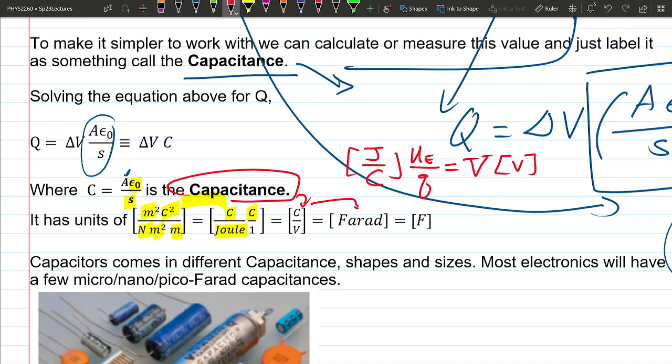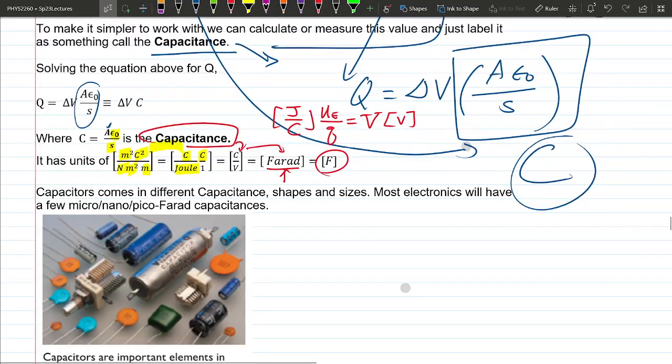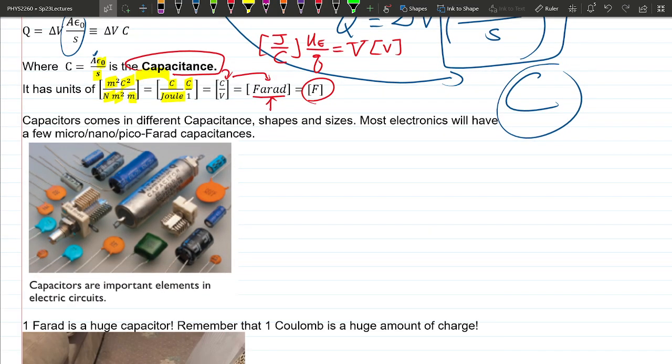And of course, as usual, people really like to name things after themselves, and the unit for capacitance is named after Faraday, known as a farad, and the shorthand for that is just F. It's not as useful, but that's the unit that everyone uses. Capacitors come in different capacitances, sizes and shapes. Most electronics will have capacitance on the order of a micro, a nano, or a picofarad. Anything that goes in your devices will have these types of capacitance.